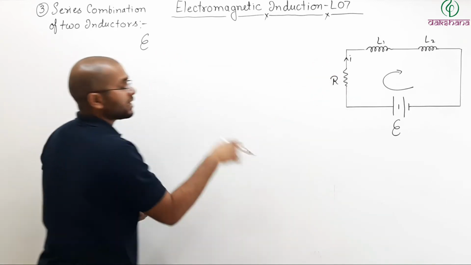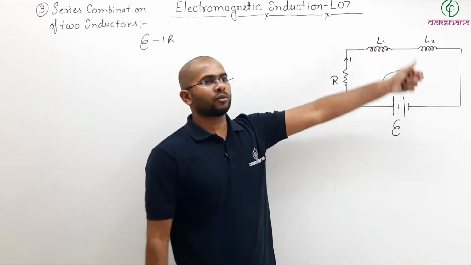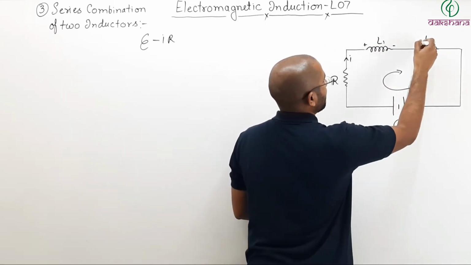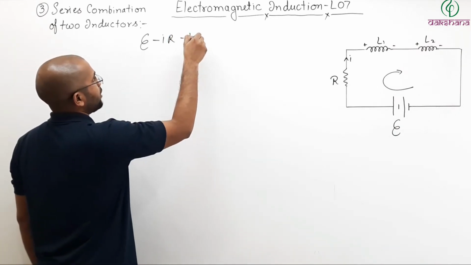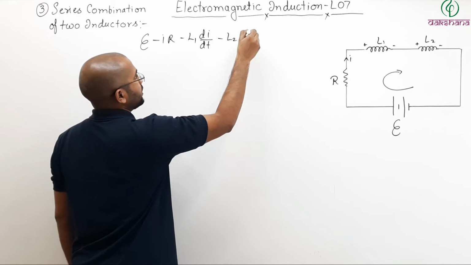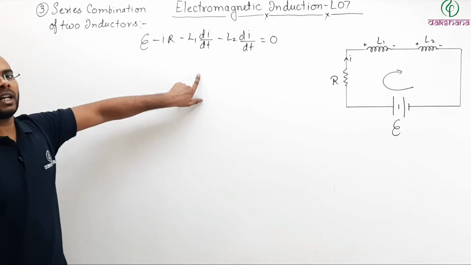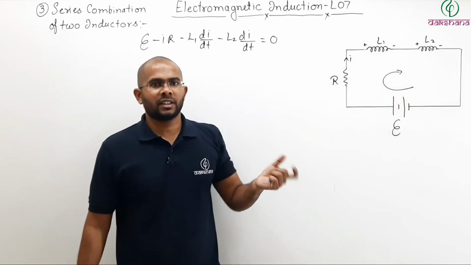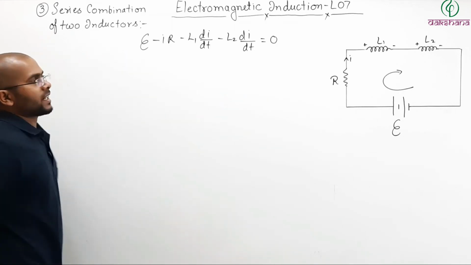Here I am going against the direction of current, so minus of I times R. And here let us assume that current is increasing. So this will become plus and this will be minus. Same way here, this will be plus, this will be minus. So I can say minus of L1 di by dt minus of L2 di by dt equals 0. Now remember, in this case we are neglecting the mutual inductance of these two inductors on each other. So we are assuming that they have no mutual inductance on each other. So like this I can write the equation.